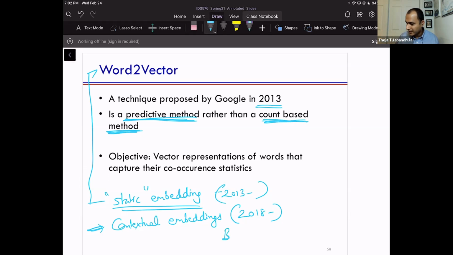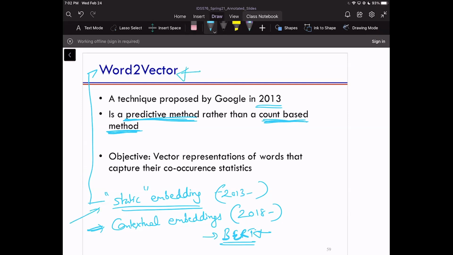One example is using BERT. This is just an acronym for now; we'll talk about what it means next time. I'll not go into details for that now. Let's only focus on Word2Vec.